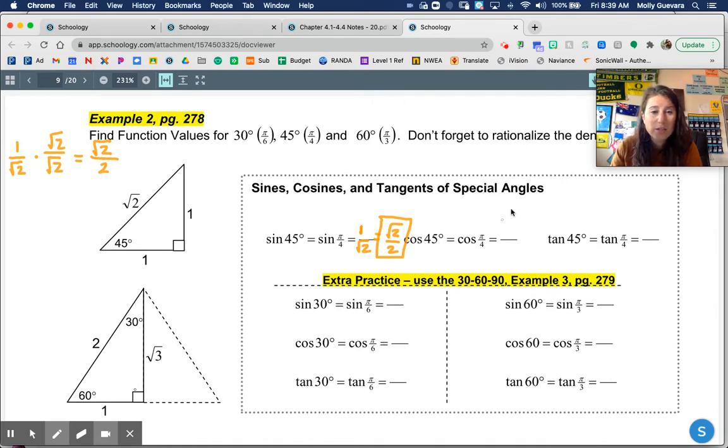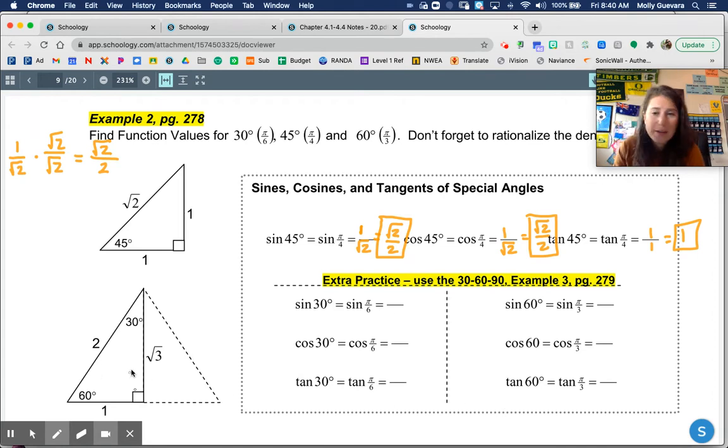Now let's look at cosine. Well, cosine is going to be the same thing as adjacent over hypotenuse. And if I rationalize the denominator, I get root 2 over 2 again. Hopefully you can write smaller than I can. So my sine and my cosine of 45 or pi over 4 are the same. And then tangent is opposite over adjacent, which is just 1. So my tangent of 45 is just 1. Okay.